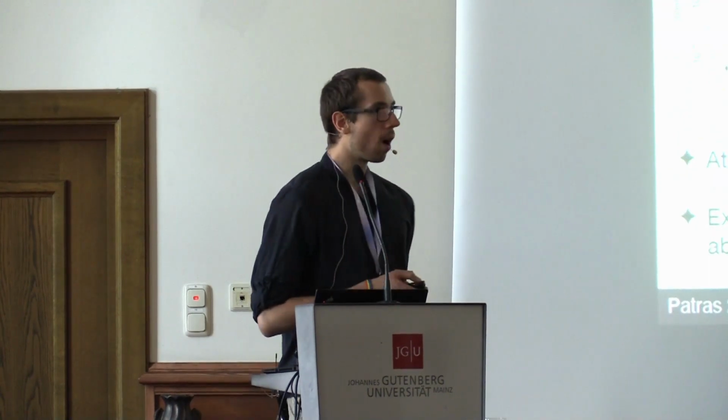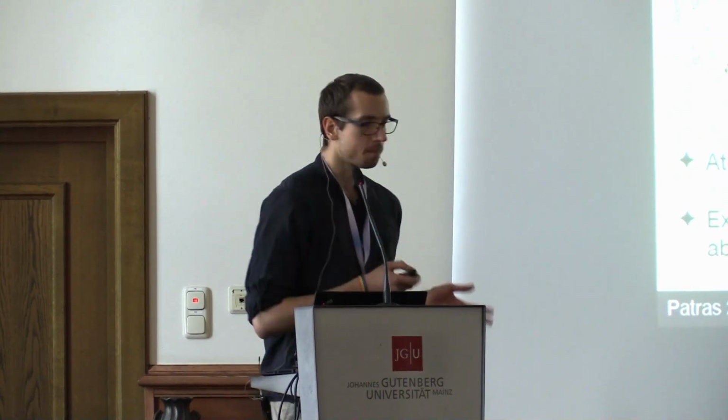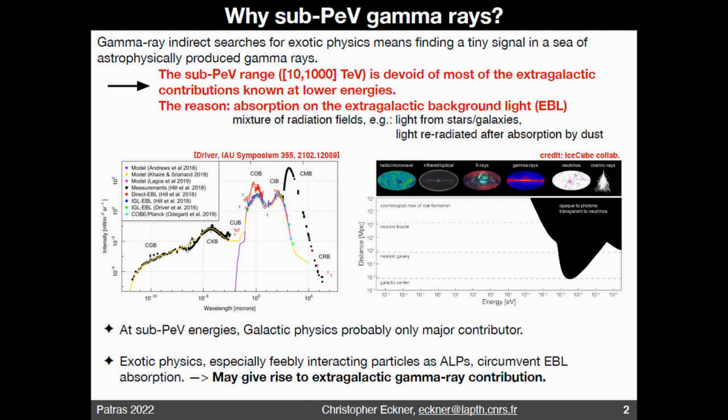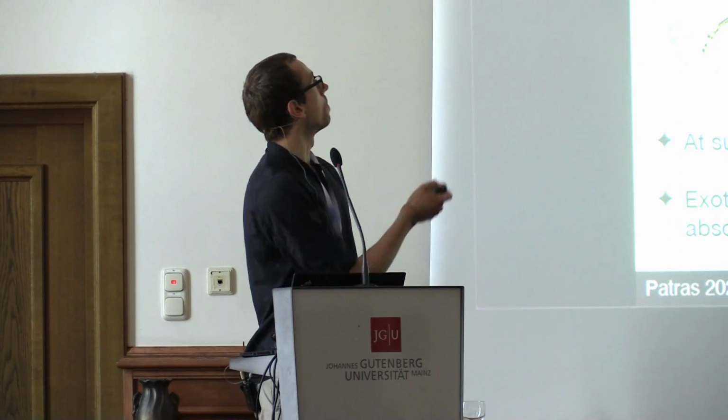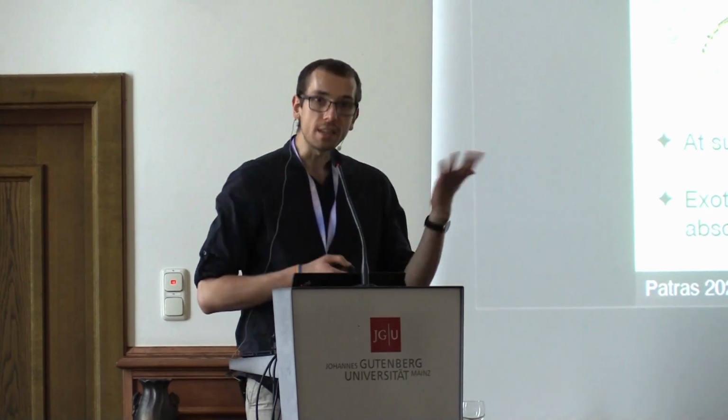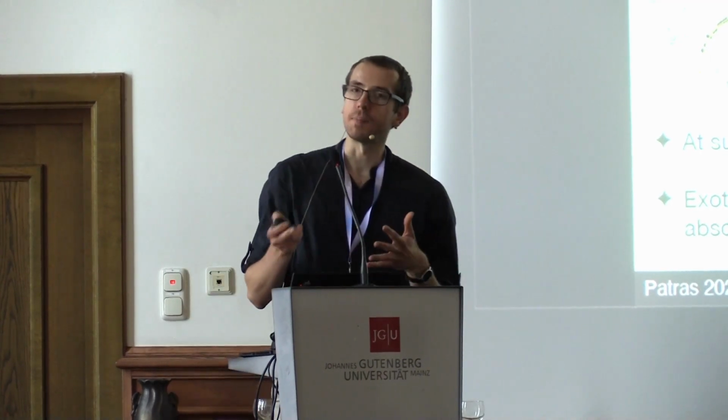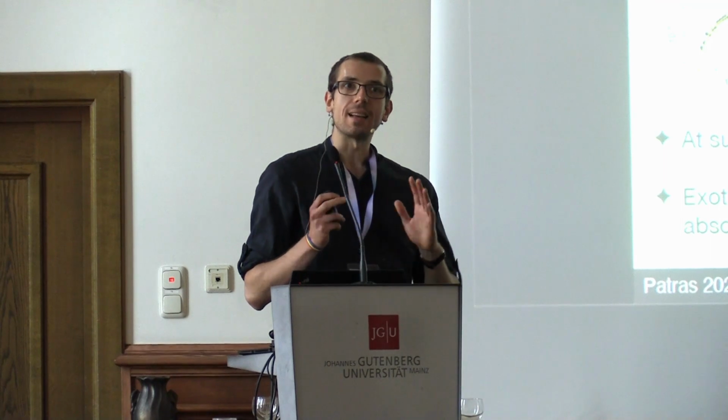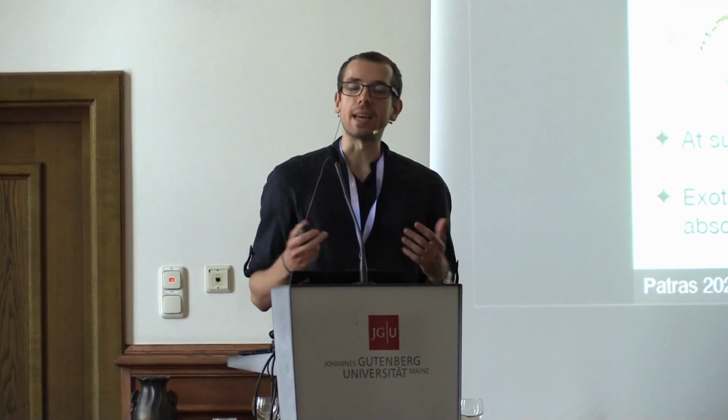So here's the reason why at least it's interesting to look at that. If we do indirect detection, you usually look for an exotic signal that is buried in a sea of strong astrophysics. And what do you do? Well, you have to get through the background to your signal. So for the sub-PeV range, which we here define a bit arbitrarily, from 10 TeV to 1 PeV, you have the special property that some of the astrophysical emission is erased.